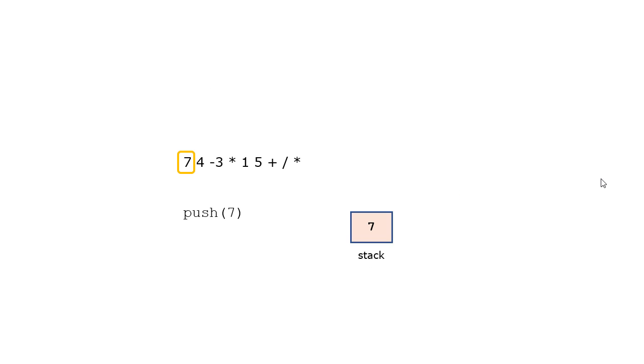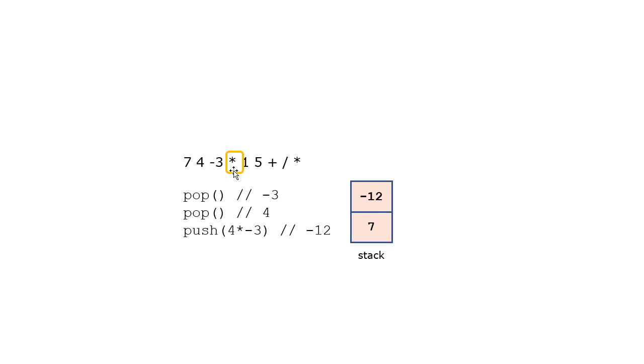So we start off, we see 7, so we push 7 to the stack. Then we encounter a 4, so we push that to the stack because it's an operand. Then negative 3 is also an operand, we push that to the stack. Now we reach the multiplication symbol. So we pop twice, and then we perform the operation. 4 times negative 3 gives us negative 12, so we push negative 12 to the stack.